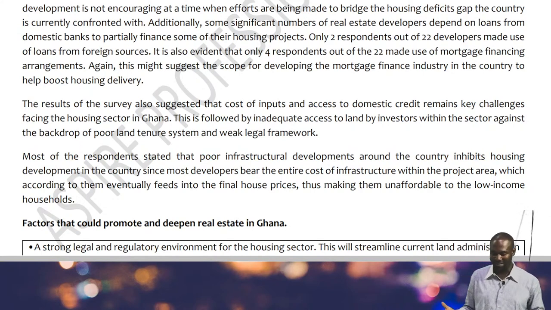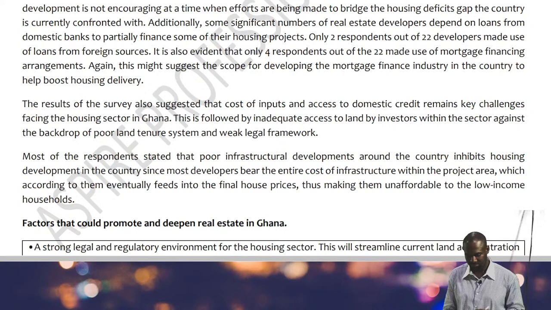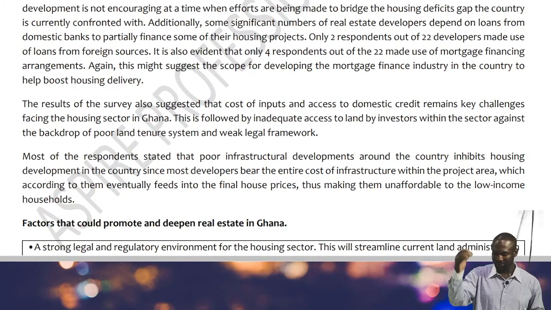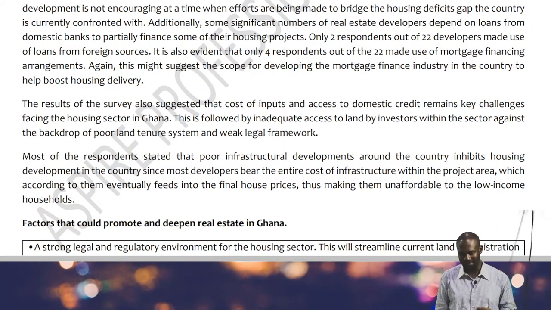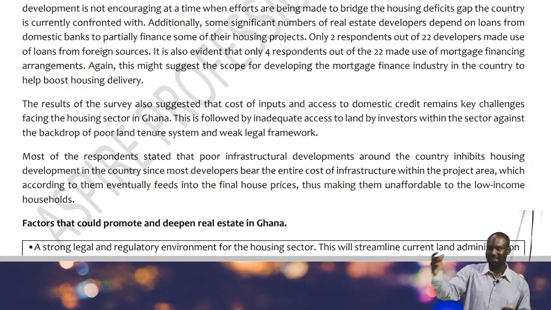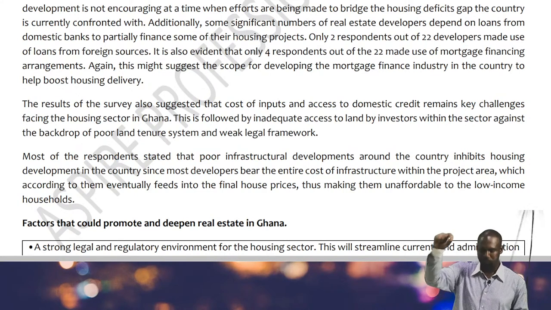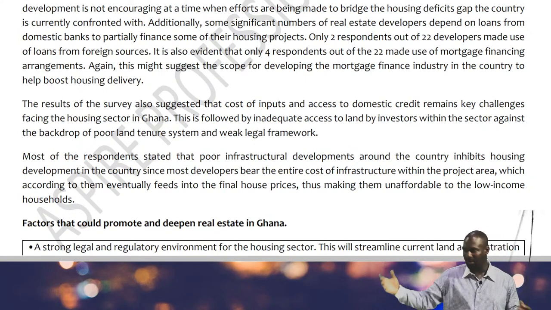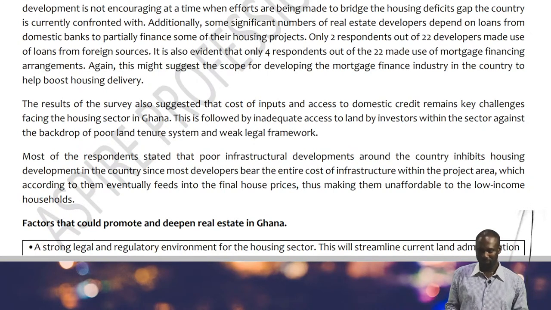What is the first one? Cost of input. The second one? Access to domestic credit. Is that not it? What's the third one? Inadequate access to land. Is that clear? Which is as a result of the what? The poor land tenure system in Ghana. Are we clear? We go to the next issue.